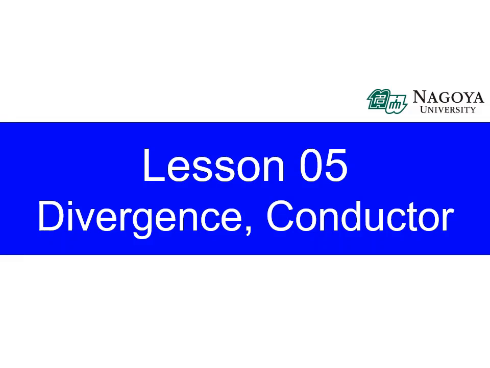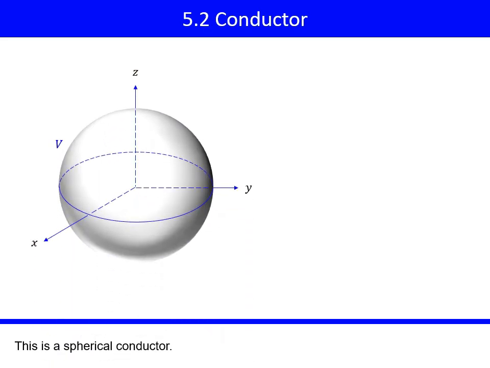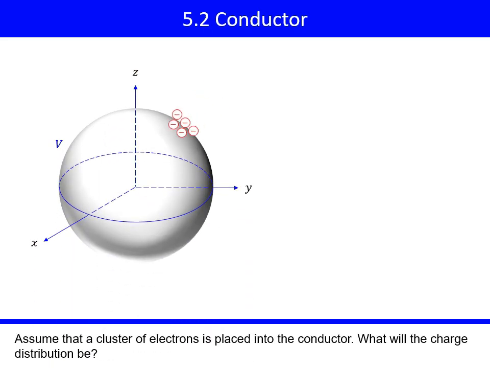Lesson 5. Divergence, Conductor. Section 5.2. Conductor. This is a spherical conductor. Assume that a cluster of electrons is placed into the conductor. What will the charge distribution be?